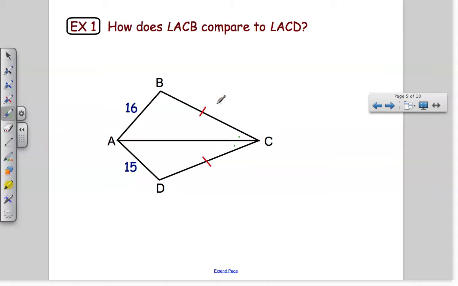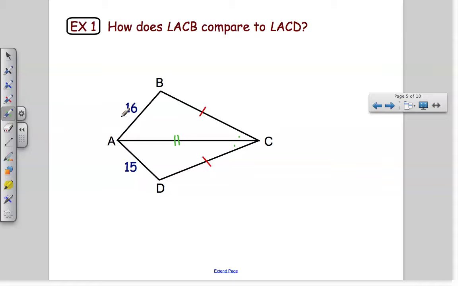I notice I have congruent sides marked here. A side of 16, a side of 15. Now to use the hinge theorem, you need two congruent sides. Well, this side here, AC, is shared between those two triangles, so they do have two congruent sides, a 1 tick mark, 2 tick mark.